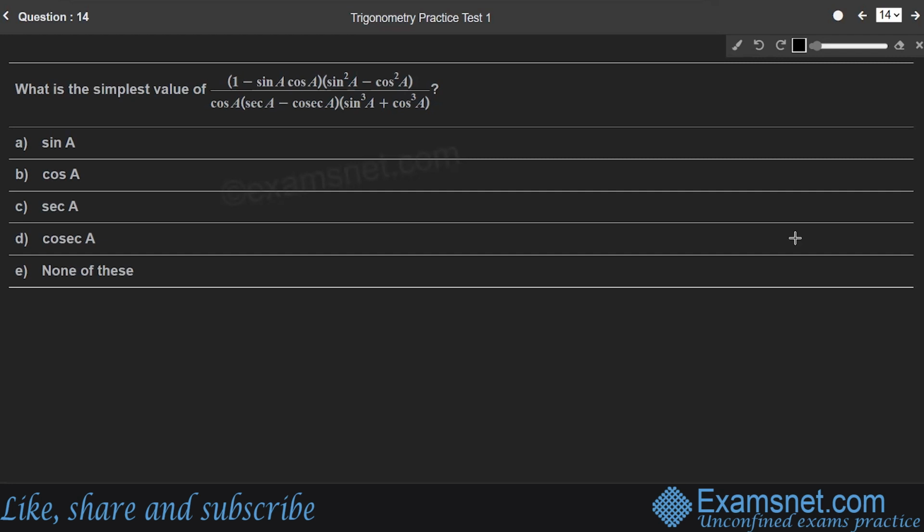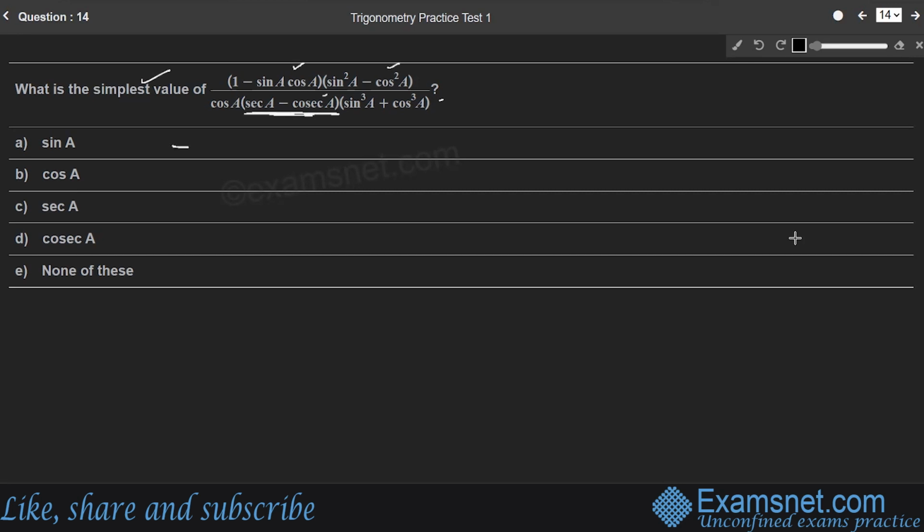Question number 14. What is the simplest value of 1 minus sin A cos A into sin square A minus cos square A, whole divided by cos A into secant A minus cosecant A into sin cube A plus cos cube A. So here students, in the given expression, except the denominator part, secant A minus cosecant A, in all other parts the expression is in terms of sin and cos, right? So let us express secant A and cosecant A in terms of sin and cos.